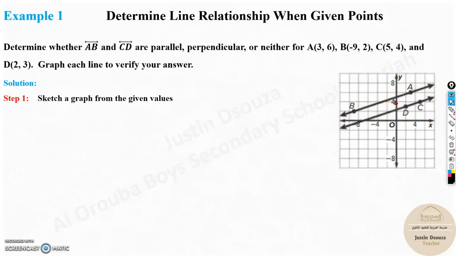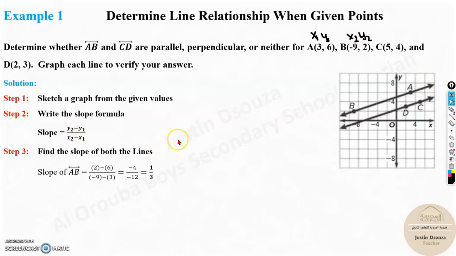So looking at this, you can tell it cannot be perpendicular. It should be parallel or not parallel. So you can eliminate this completely. You can just tell whether this or this. Now let us see how exactly we find it. Use the slope formula. You know the two points, so this will be x1, y1, x2, y2. Now use the formula y2 minus y1 divided by x2 minus x1. So y2 is 2 minus 6, same way, minus 9 minus x1 which is 3. Put it in the calculator, you'll get the answer 1 by 3.